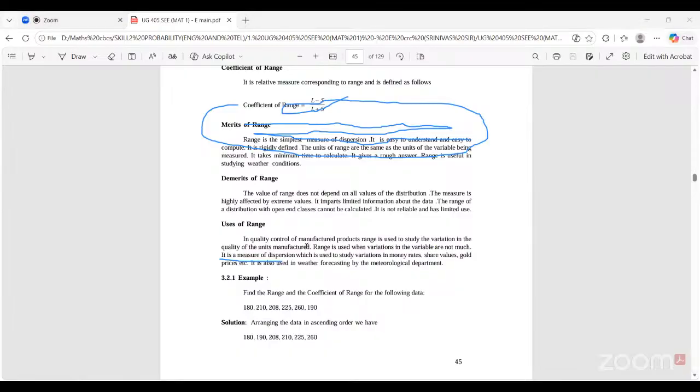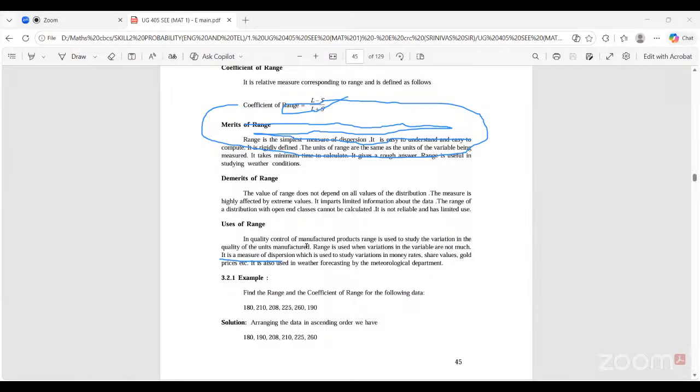In quality control of manufactured products, range is used to study the variation of quality in the manufactured items. Range is used when the variation in the variable is not much. It is a measure of dispersion which is used for standard variations, gold prices, share values, money rates. So the forecasting of the meteorological department also uses these.